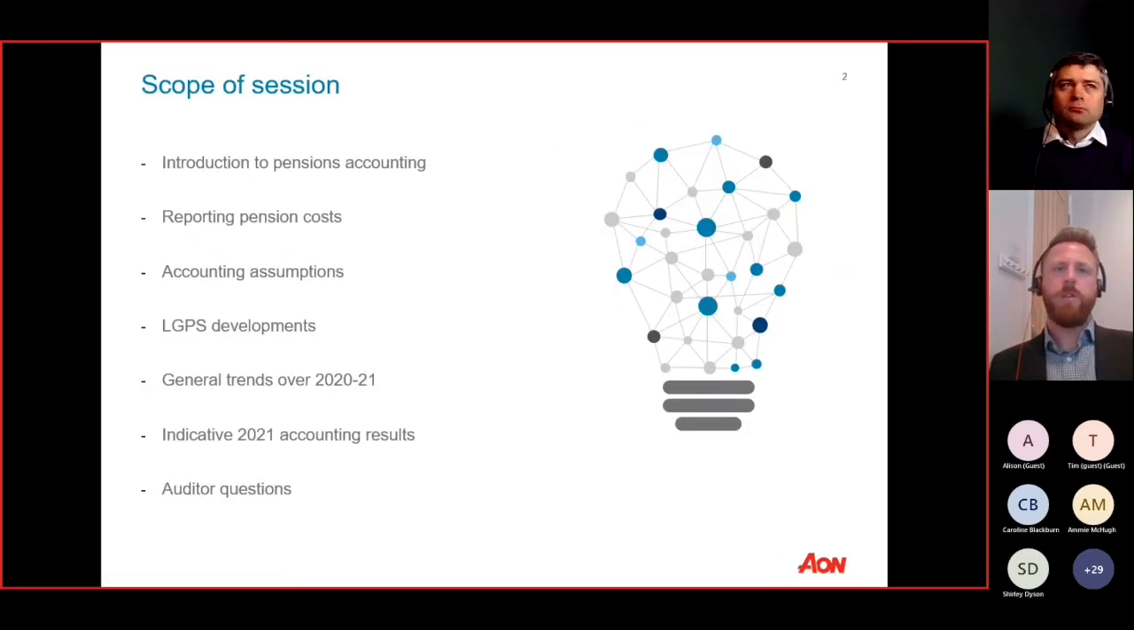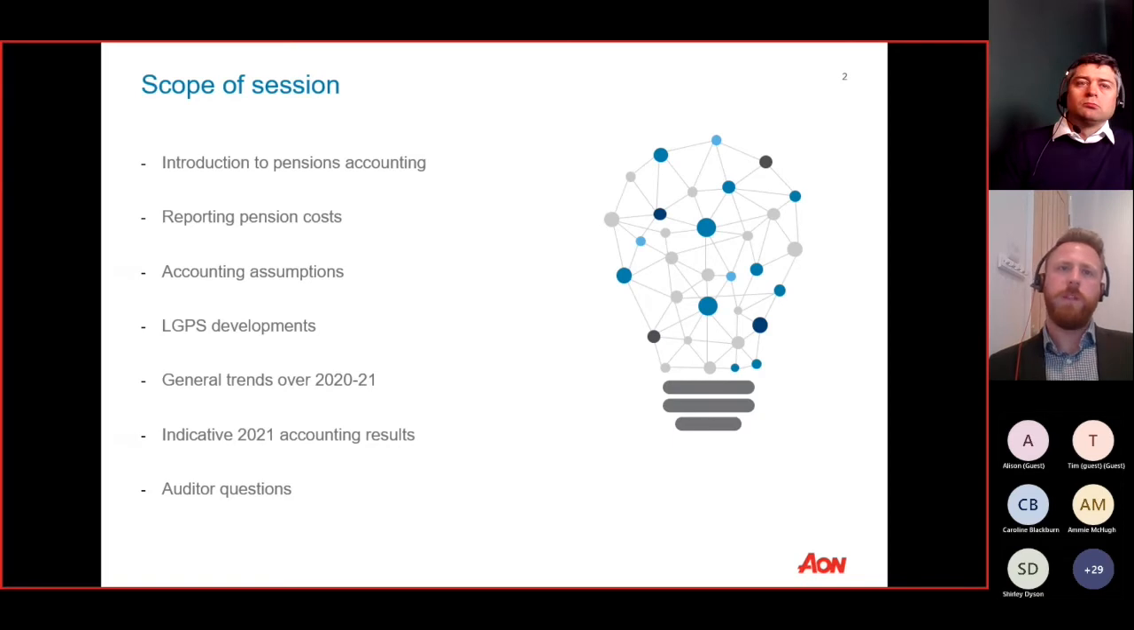So we'll start with an introduction to pensions accounting, which includes a back to basics look at how we measure liabilities and the differences to the funding approach, which is used to set contributions at actuarial valuations. We'll then run through the main pension costs and disclosure items that you need to show in your accounts before moving on to some hot topics this year, including assumptions at this year end and some recent national developments.